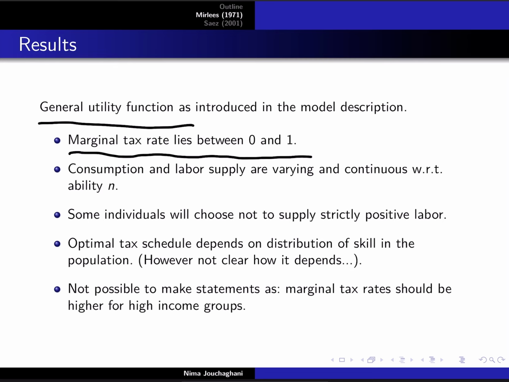So what you cannot do is make statements such as the marginal tax rate should be higher for high income groups, or you should have a flat income tax, or things like this. You're not able to give a clear answer to those questions in the situation where you have a general utility function, which I introduced before. So the results here are fairly weak. If you think about a person like a politician who wants to think about what tax schedule to impose in order to promote more equality, those results do not really help them. So that's an issue.